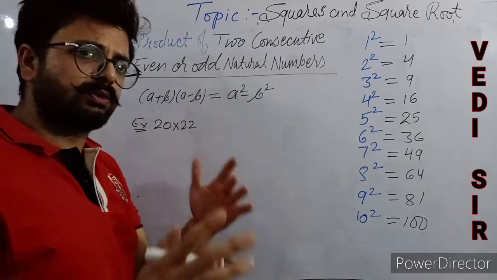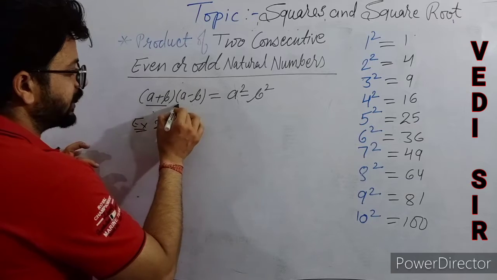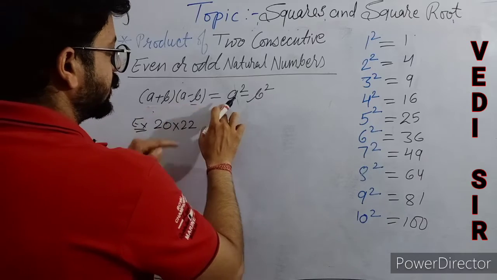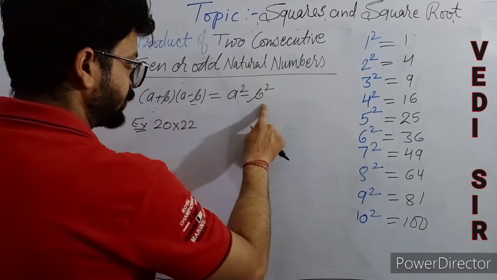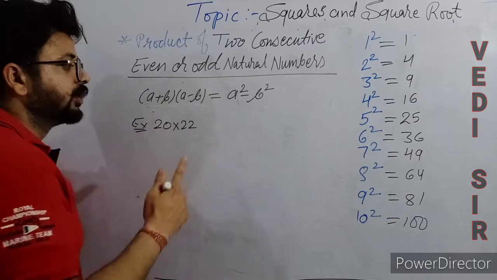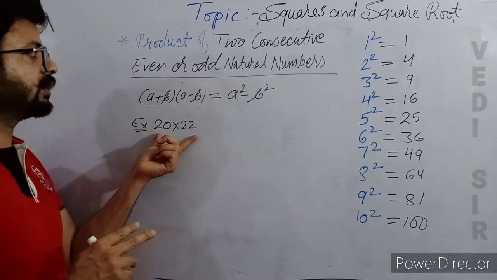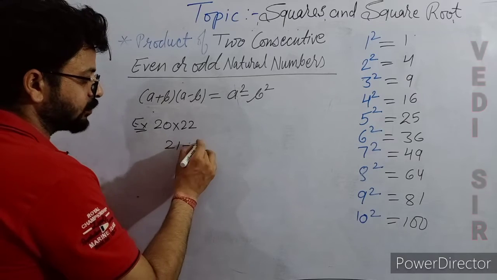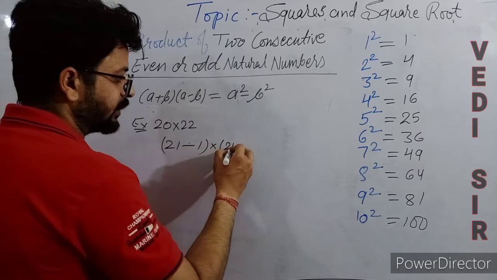One identity I'm telling you, don't go another way. Directly keep this identity. When a plus b and a minus b come, with the two numbers the same, (a plus b) multiplied by (a minus b) gives a square minus b square. Take 20 and 22, two consecutive natural even numbers. You can write 20 as 21 minus 1, and 22 as 21 plus 1.